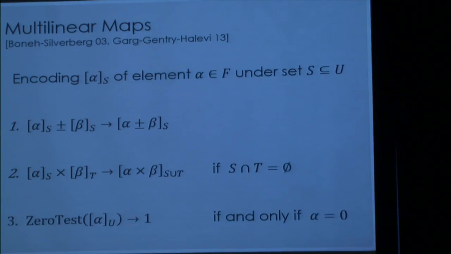The last operation you can do is if you manage to get an encoding under the universe set, under the maximal control set, then you can test and see if this is an encoding of 0 or not. So again, we're going to assume that our encodings have a generic security. So the only thing you can do with them is evaluate circuits that have this structure.